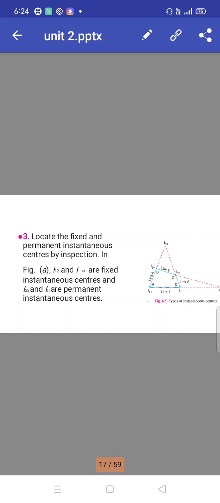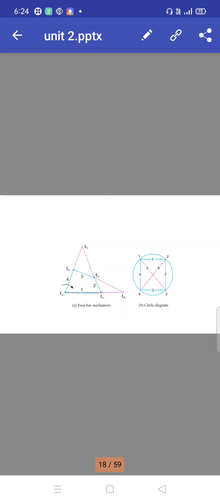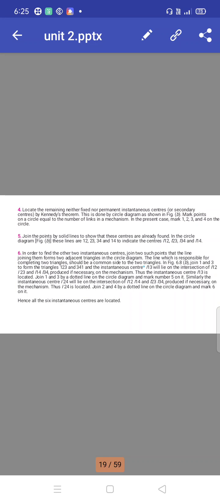Locate the fixed and permanent instantaneous centers by inspection, from which the diagram is drawn. L12 and L14 are fixed instantaneous centers, and L23 and L34 are permanent instantaneous centers, from which we get the diagram seen here. So this is the 4-bar mechanism. It specifies a circle diagram. Then locate the remaining instantaneous centers, which are neither fixed nor permanent, the secondary centers, by the Kennedy theorem. This is done by the circle diagram as shown.